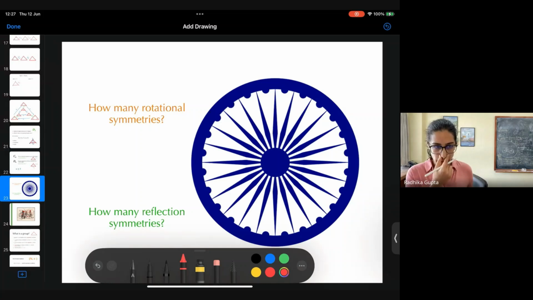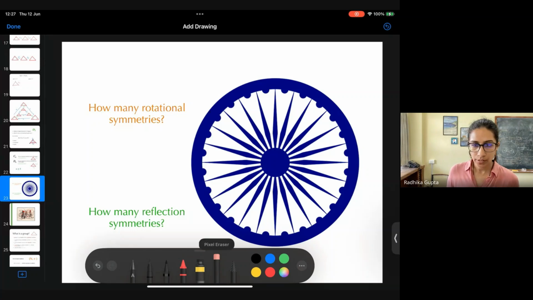Okay, so here is another question for you. Here I have the Ashok chakra. And my question is, how many rotational symmetries does it have? I have one answer. Let's see if there's more answers.